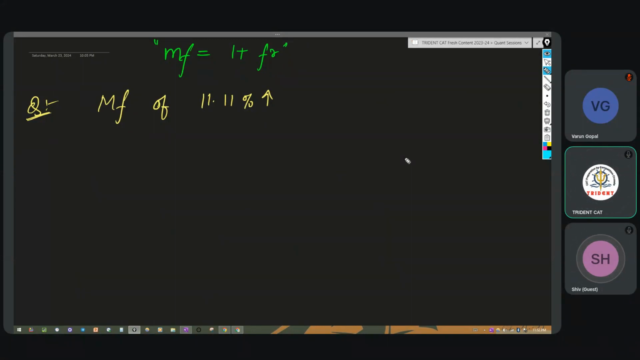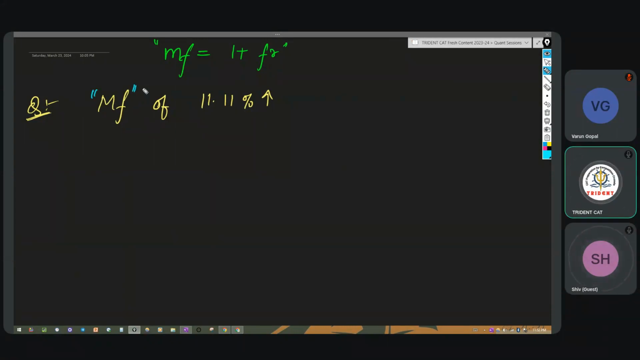So, sir, could you repeat the question again? Okay. MF of, sir, 10 by 9. Yeah, correct. Sir, I had a query. Oh yeah, please go ahead. So, sir, you said that MF doesn't have any inherent value or meaning to it, right? But then why did you say percentage increase? What is the relevance here of increase? So yeah, see, relevance it has.